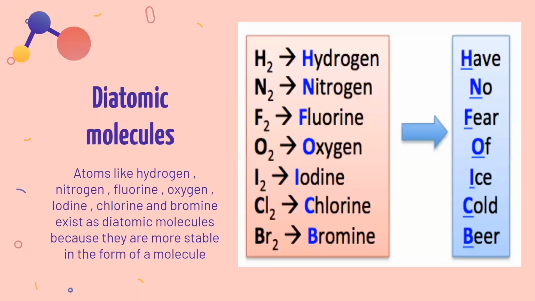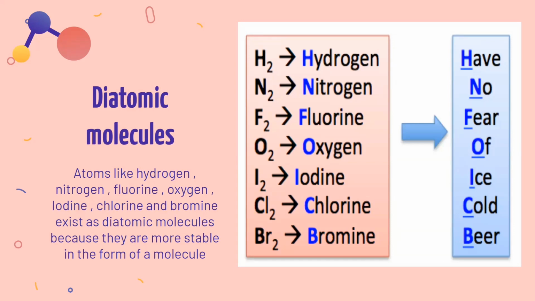And one thing you should know about this lesson is diatomic molecules, right? So normally the electrons are bonding to complete the outermost shell, and they're missing two or three, and they share with others to complete the filled spots, to have a complete balanced electron of eight. But some, which are diatomic molecules, such as hydrogen, nitrogen, fluorine, oxygen, iodine, chlorine, and bromine, exist as diatomic molecules because they're more stable in the form of a molecule.